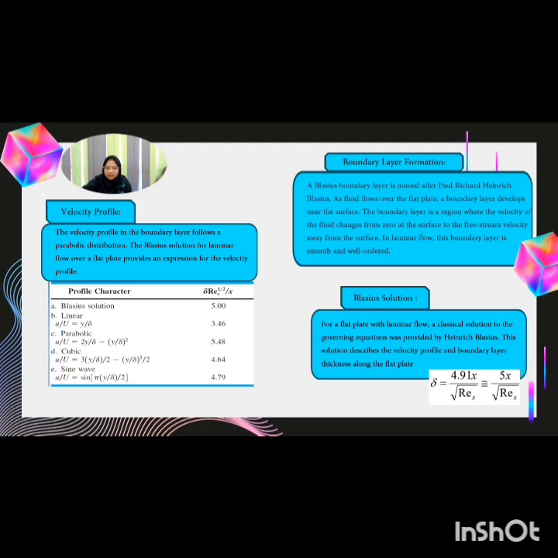Next is Blasius solution under the boundary layer formation for laminar flow. For a flat plate with laminar flow, a classical solution to the governing equation was provided by Heinrich Blasius. This solution describes the velocity profile and the boundary layer thickness along the flat plate, which is sigma equal to 4.91x over square root Reynolds number, or we can use 5 multiplied by x over square root Reynolds number. x is the length of the plate.